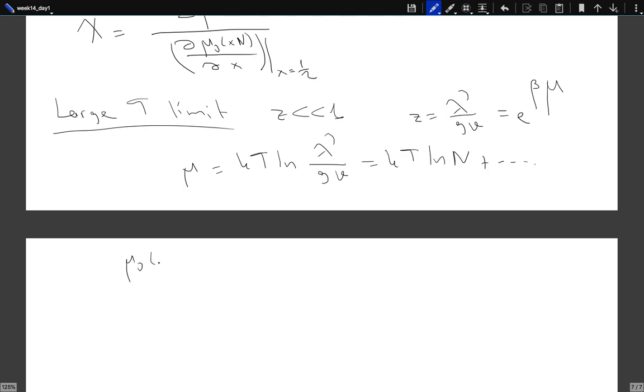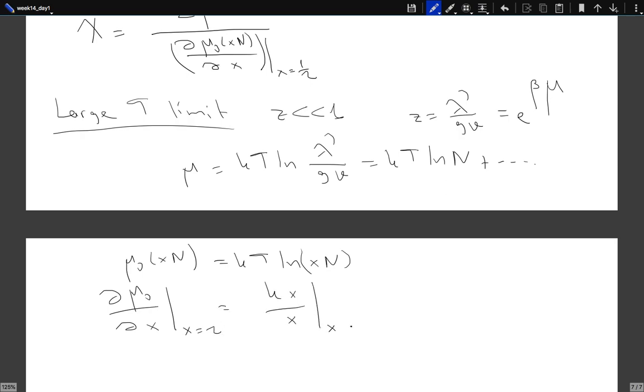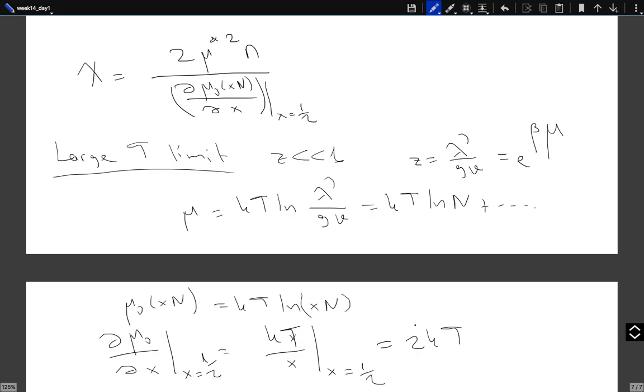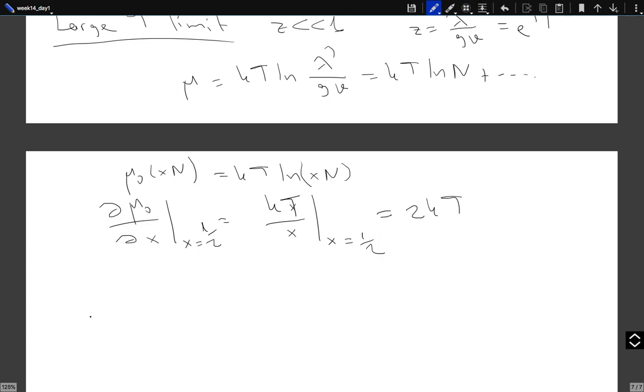So mu 0 of x n in this case just turns out to be kT logarithm of x times n. If you take its derivative with respect to x, evaluated at x equal to 1/2, sorry, this is kT over x, evaluated at x equal to 1/2, and so this is twice kT. So the magnetic susceptibility is just 4 mu star n over kT.